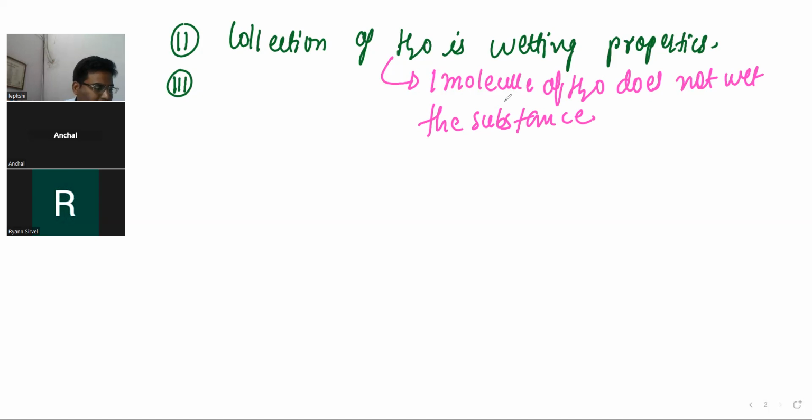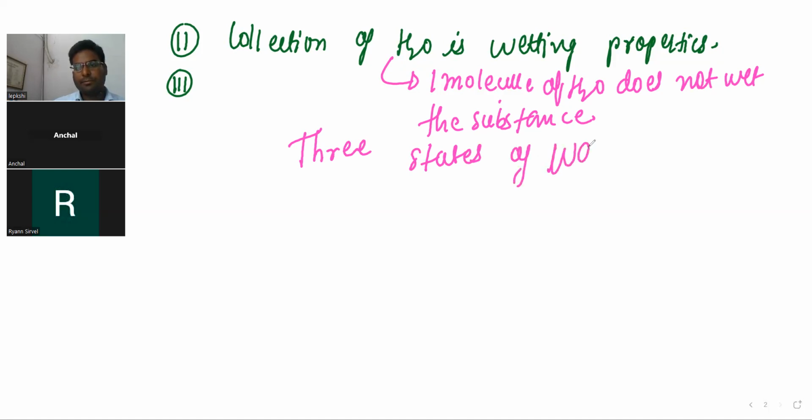Water can exist as solid, that is ice, can exist as liquid, and it can exist in the gaseous state as vapor form. So these are the 3 states of water. So I will write here, 3 states of water.